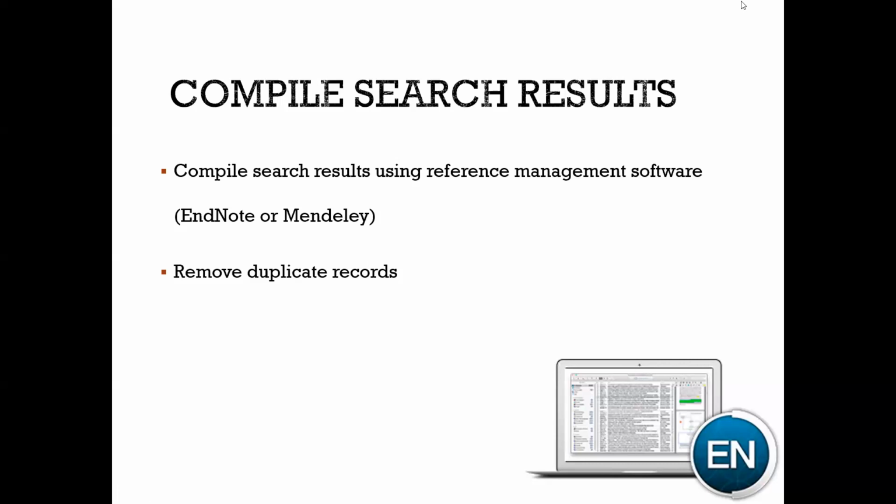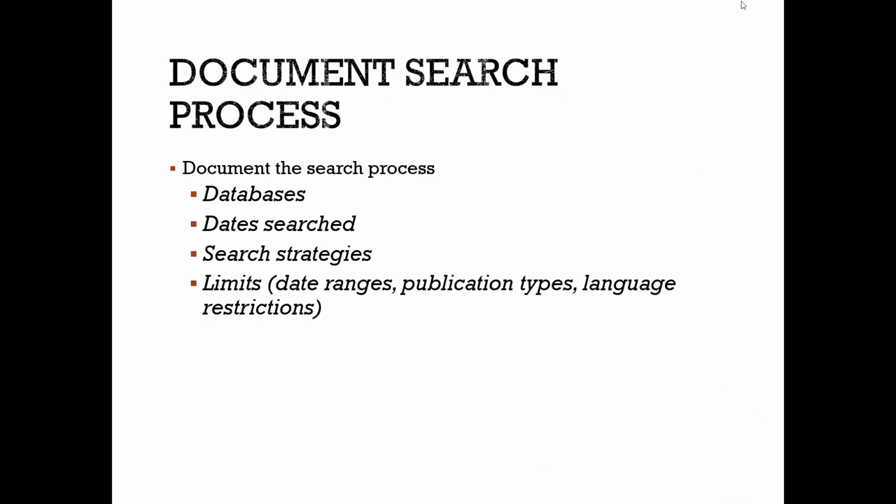What you searched in PubMed might be present in Embase as well, or in Cochrane. So it would be the same data again. So this will remove the duplicate records. Next, document the search process: the databases, and the date search. Date search means from what year to what year you want to search.